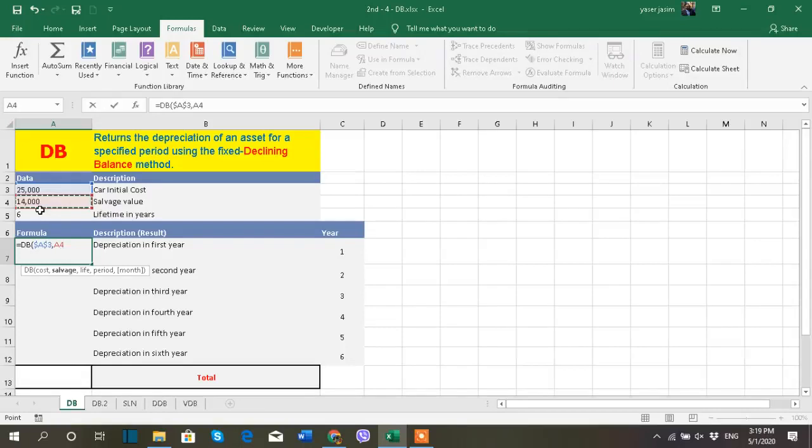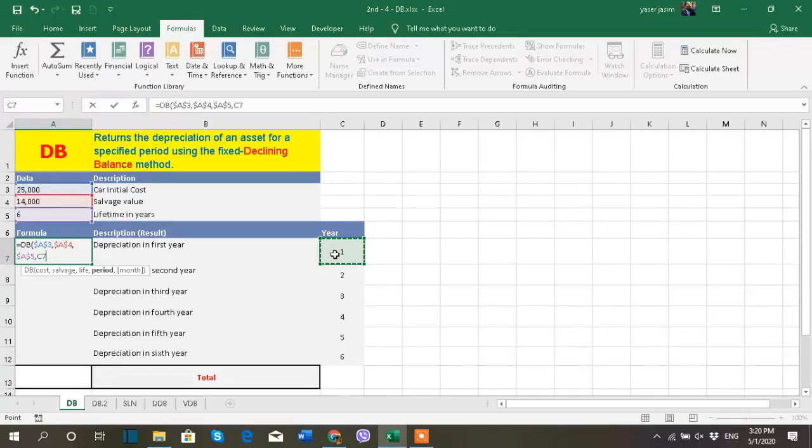As well, we need to use F4 again, comma, select the lifetime, and make it absolute, comma. What do we have for the period? Because I'm calculating the depreciation for the first year, the period here is 1. So where do I have the 1? I'm going to click on this one.